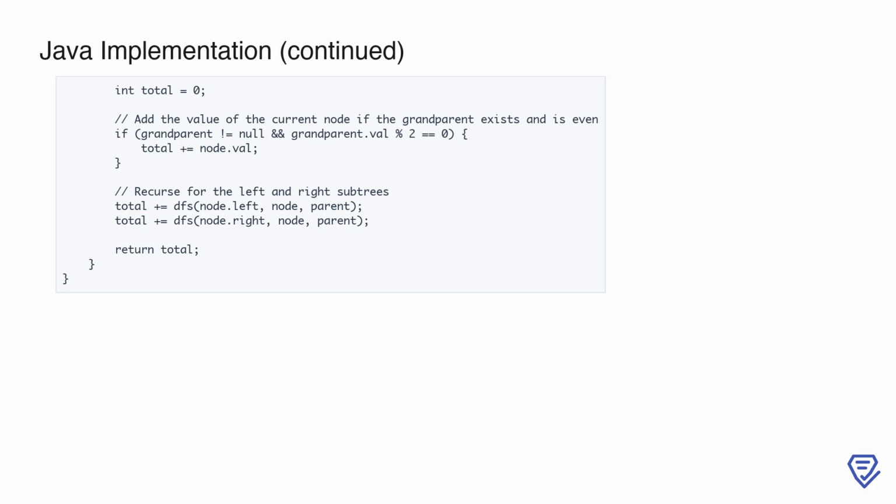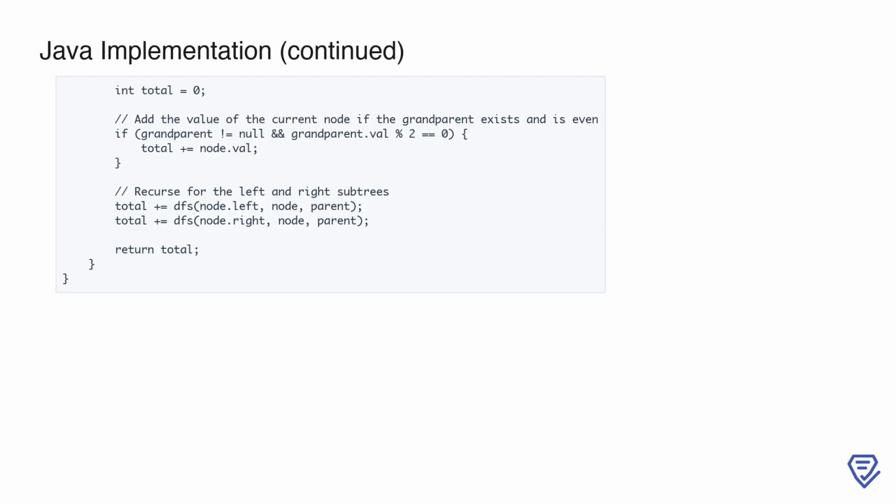Now, within the DFS method, we initialize a variable called total to accumulate the sum of node values that meet the given condition. Specifically, if the grandparent node exists and its value is even, we add the current node's value to total. This is achieved with a simple check on grandparent.val modulo 2. After checking the current node, we proceed to recursively call DFS for both the left and right child of the current node. Each recursive call updates the parameters to reflect the new relationships. The current node becomes the parent, and the parent becomes the grandparent for the next level of recursion. Finally, we return the total sum accumulated for this branch of the tree.